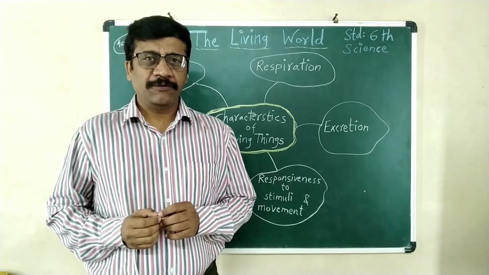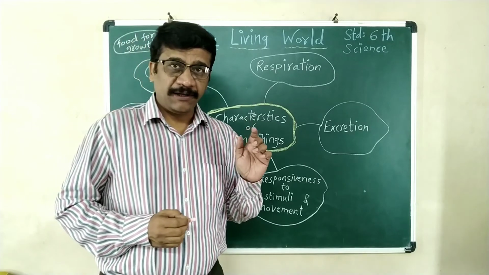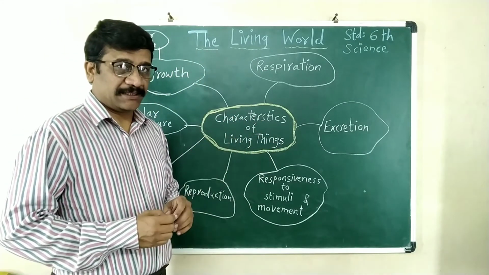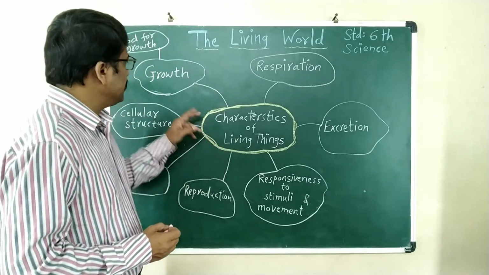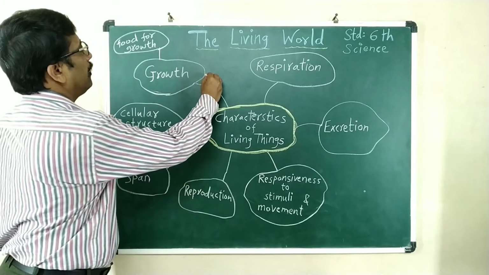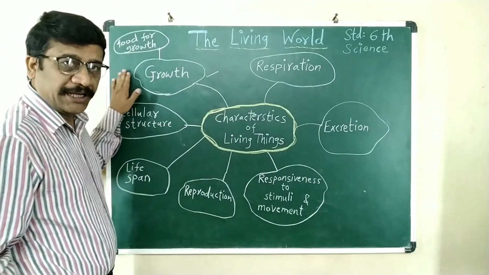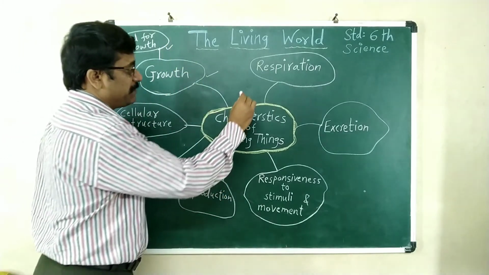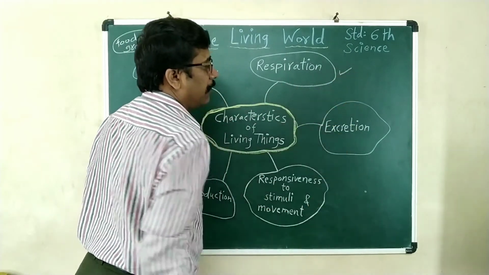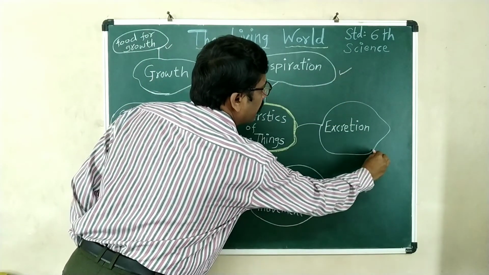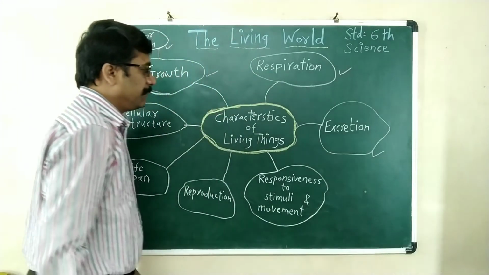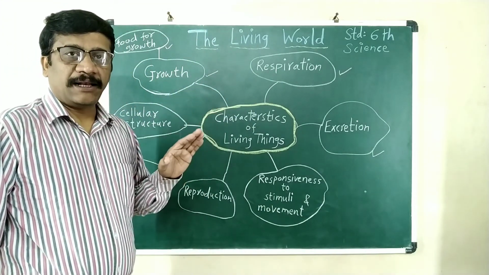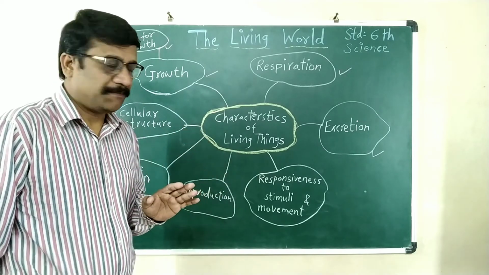In the previous video, we learned the characteristics of living things, that is growth, food required for growth, respiration and excretion. We have learned these characteristics in the last video, that is part 1.